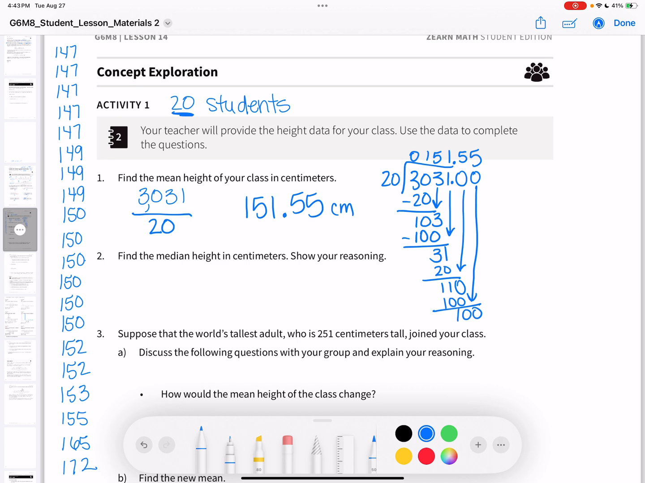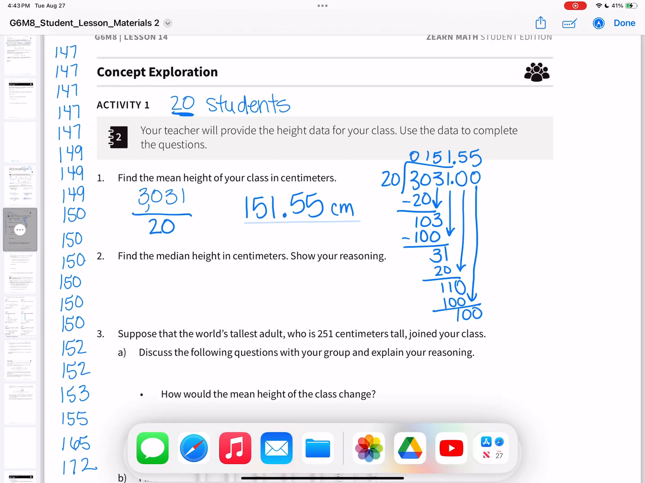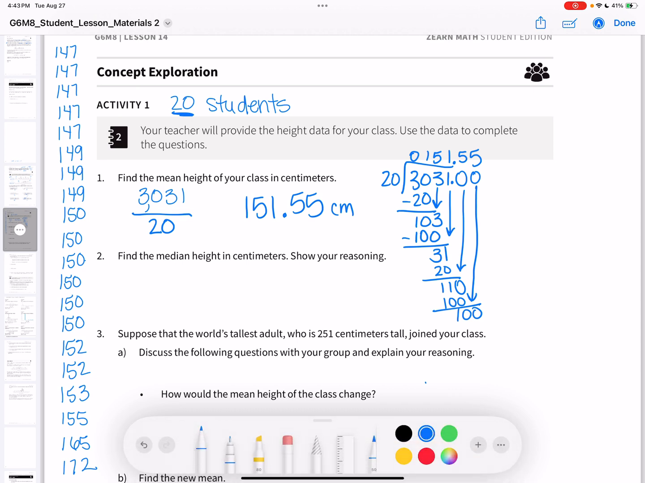Find the median height in centimeters. Okay, so I showed you this trick last time. We are going to go from the bottom and the top and kind of cross out as we go. Okay? So I'm just going to do a little check mark so I don't disrupt our data. And remember, I'm counting them off as I do this to find the middle.